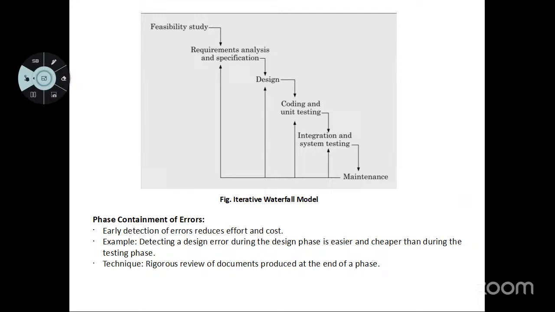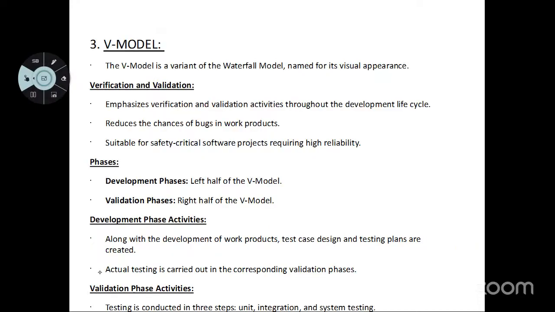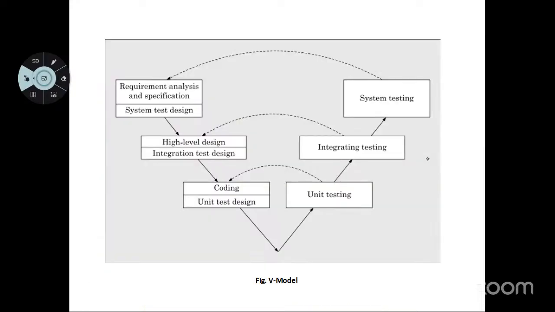Then we have seen the V model. It is one of the variants of the waterfall model, where you have a V kind of architecture. The left half of the V has your development phases, and the right half of the V has the validation process. These stages on the left are verification, and these stages on the right are your validation process.